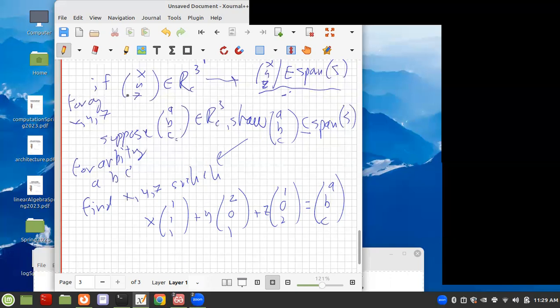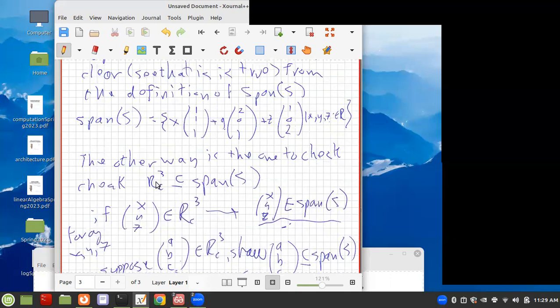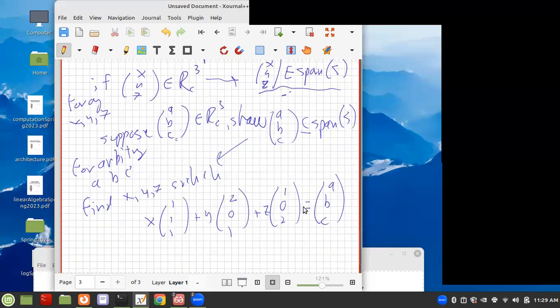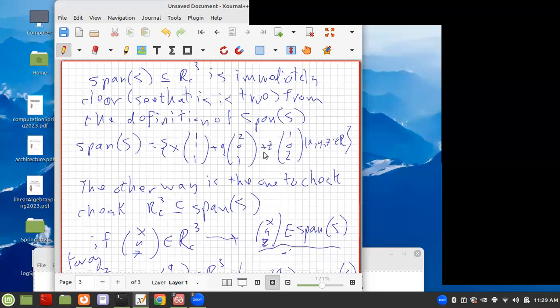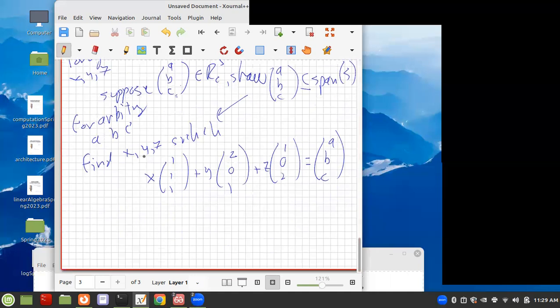So I've written it. Maybe stating all the logic precisely can also be very confusing because it's too much detail, right? The take-home message is you want to show that any vector in R3 is in the span. So you choose any arbitrary vector ABC, and you have to find X, Y, Z to exhibit it as a member of the span of S in the linear combination of X. So what this means is this is equivalent to solving this linear system, right?